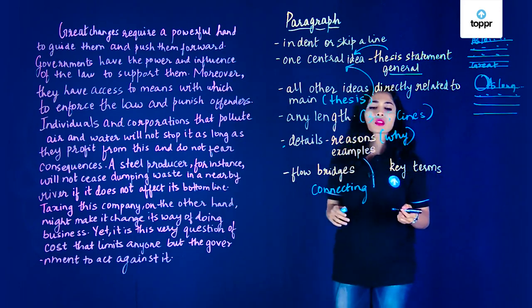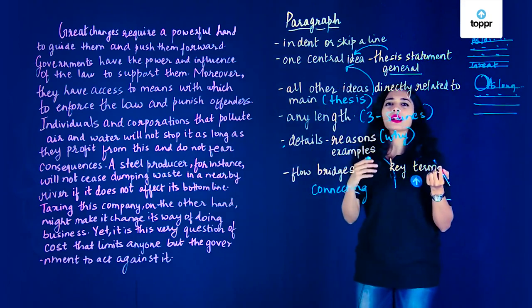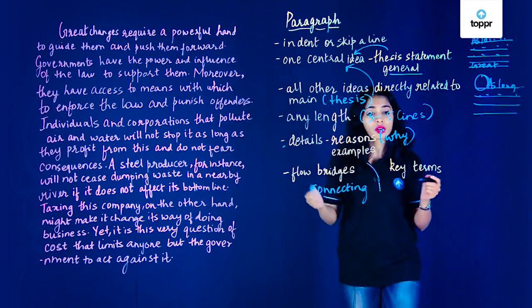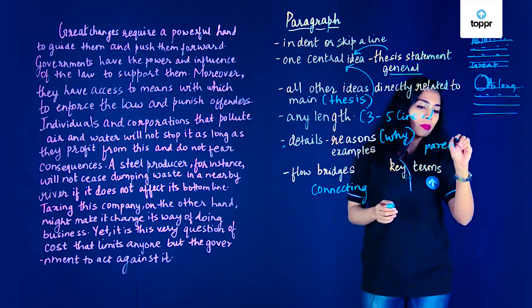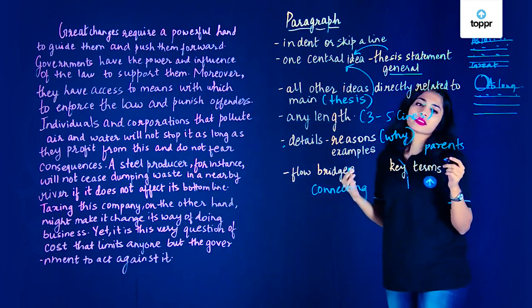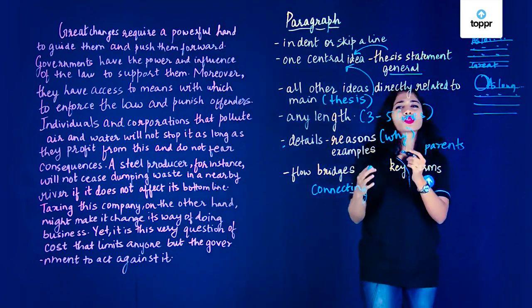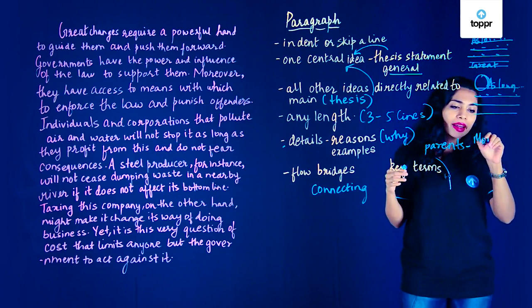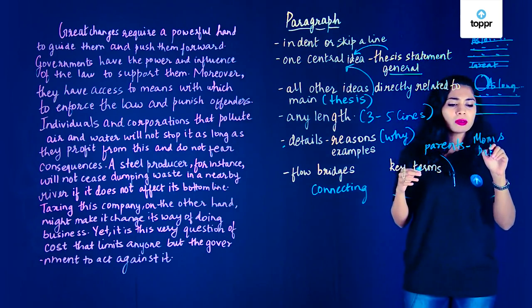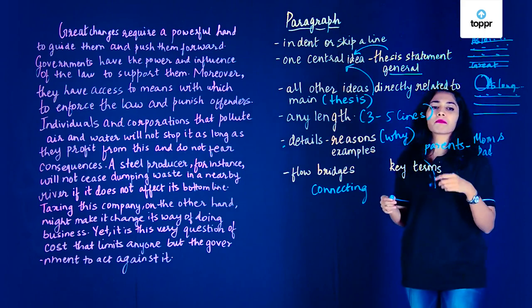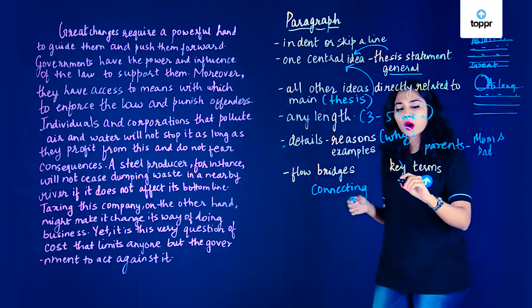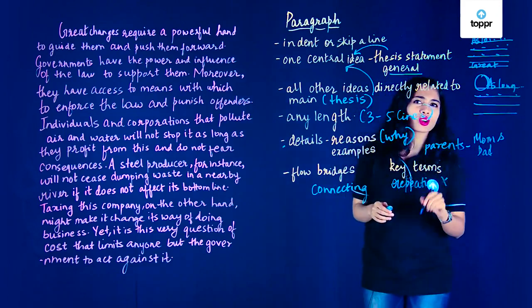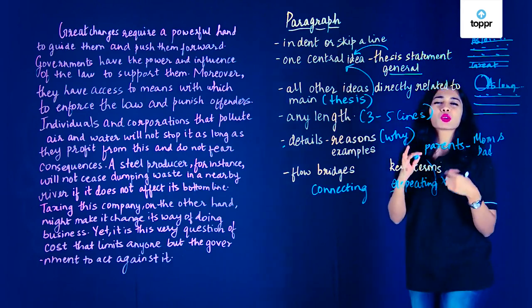And what are key terms? For example, if you are writing a paragraph about parents, this is just an example here, do not keep on repeating the key terms. Don't say parents, parents, parents, parents. Instead of parents, you can use mom and dad. You can use father and mother. You can use different words like that. Parents, mom, dad. So don't keep on repeating the key terms, because that makes the paragraph pretty monotonous.